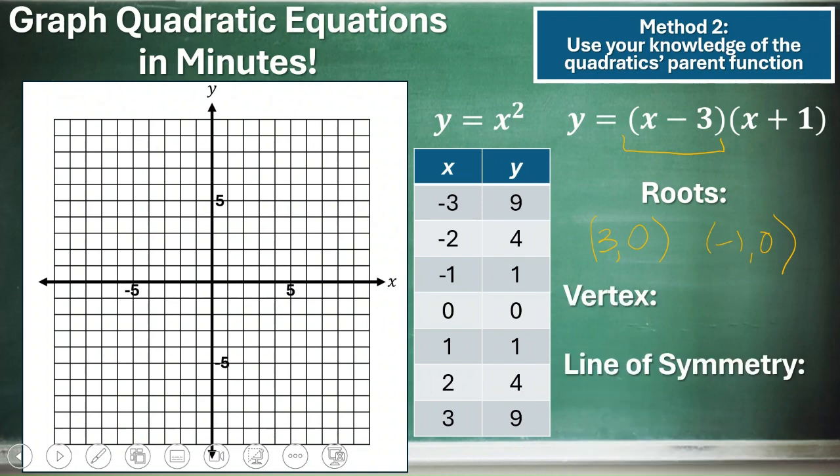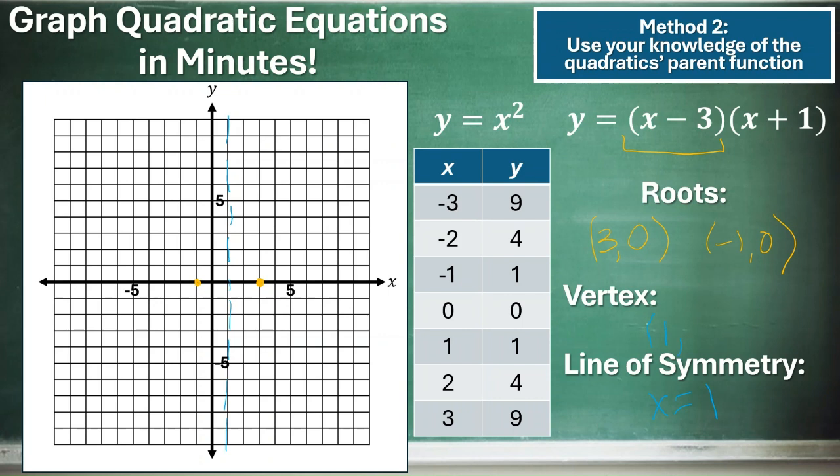So the vertex, what's interesting about this is we're still going to try to find the vertex and the line of symmetry. And what I know about the vertex is it's equidistant between the two roots. So I'm going to go ahead and plot these. So we know we've got a root here at 3, 0 and at negative 1, 0. So we're just trying to find the middle. So the middle of those is going to be here at positive 1. So I'm going to draw my line of symmetry because that's going to be our line of symmetry. Okay, so x equals 1. So that means our vertex happens when x is 1.